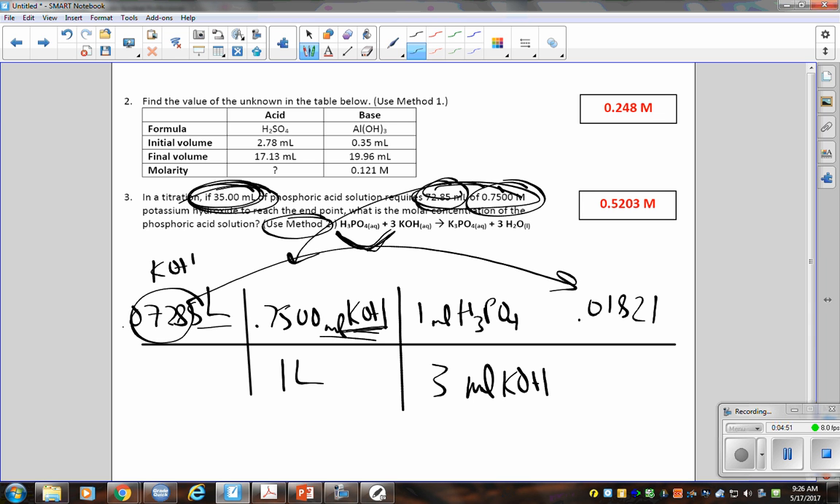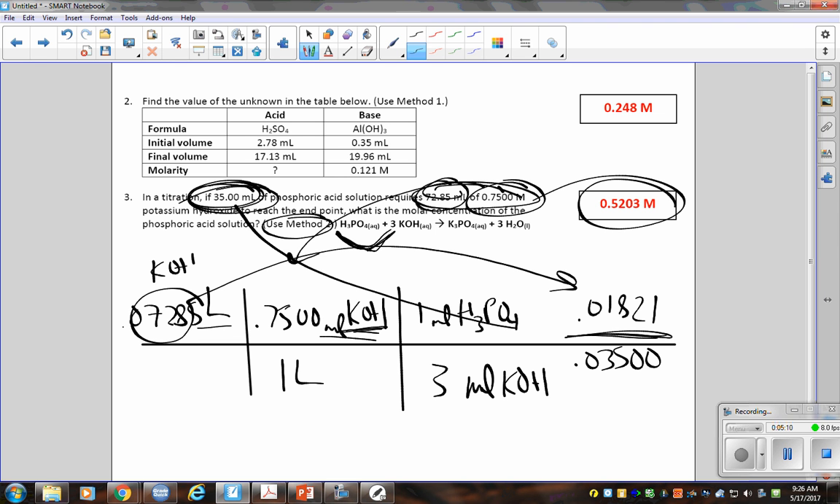To get molarity, it's moles. I just got moles, so I just put liters on the bottom. I change the milliliters to 0.03500 liters. Divide that by 0.03500, and bam, you get your answer. Right there, there's your answer. Piece of cake.